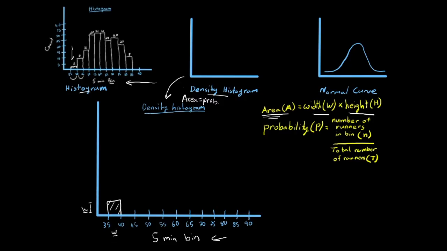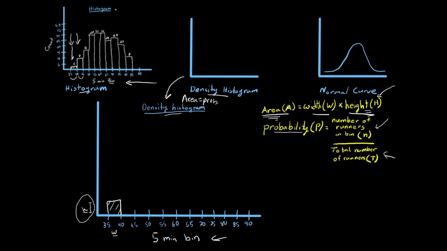If the width is going to be the same because it's 5-minute bins, and how we calculate the area is also the same, the only thing that we can change is this h here. And to be clear, that's going to be this h in the formula. So in order to make the density histogram, we need to understand what exactly is the height in the density histogram. In order to understand the height, we need to understand what is the probability of being in one of these bins. And that is just the number of runners in a bin divided by the total number of runners.